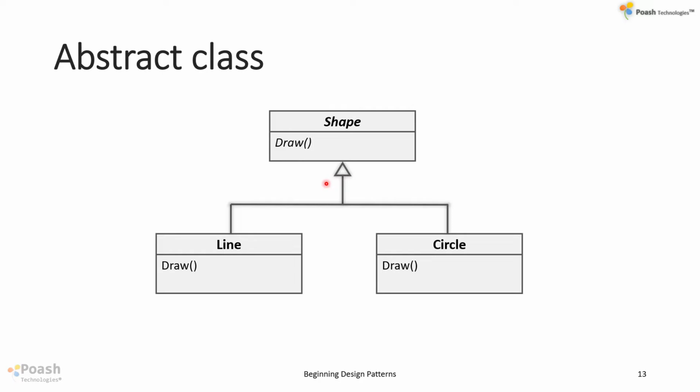This diagram shows an example of an abstract class. The name of the abstract class is shown in italics. So Shape is an abstract class, and even the method is shown in italics, and this indicates draw is an abstract method or a pure virtual function. Therefore, it must be implemented by the child classes. Note that the type of arrow doesn't change because this diagram still represents generalization or inheritance.